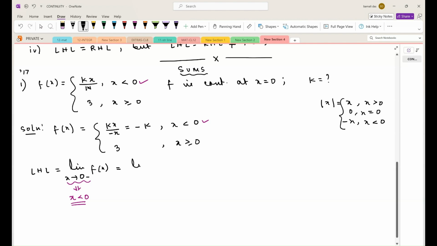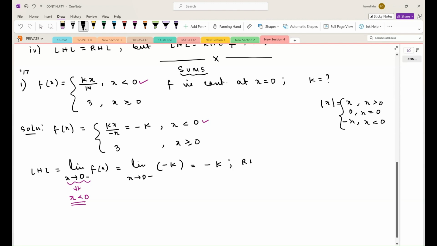So that is limit x tends to 0 minus, the value of the function is minus k. That is the first branch. And since it is a constant, there is no effect of the limit, that is x approaches to which point has no effect on a constant, so it is minus k. So your left hand limit is minus k.